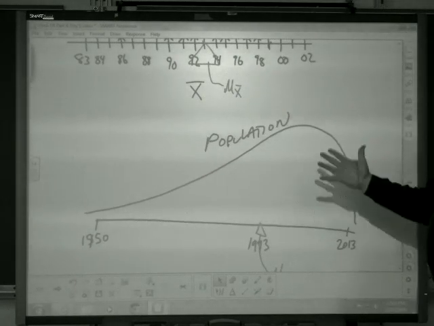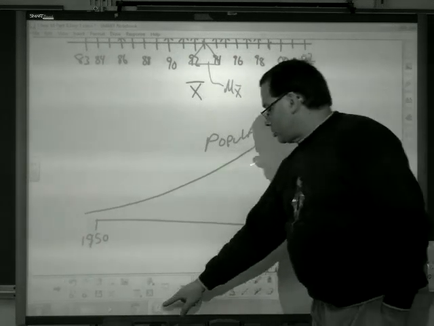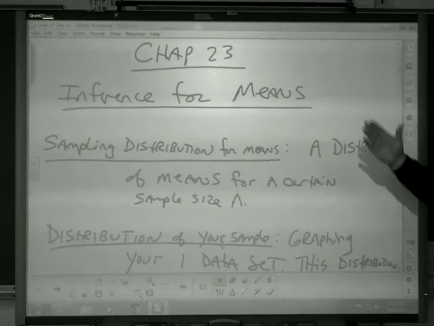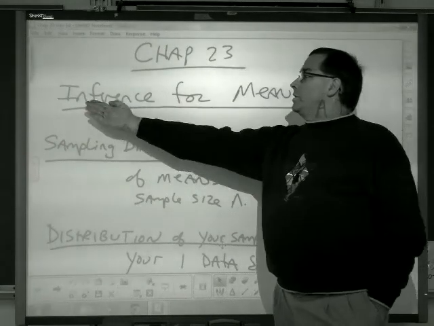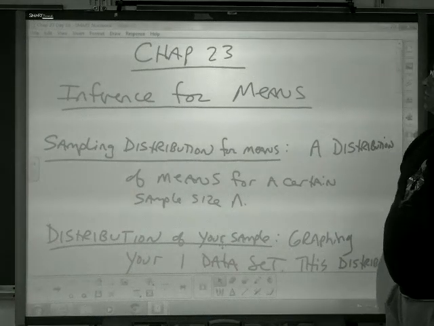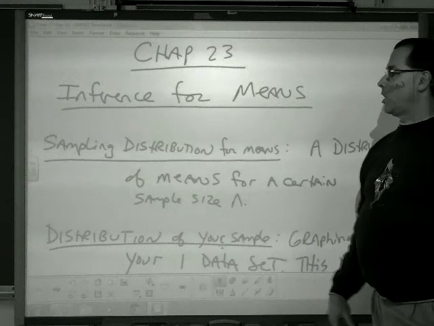All right? Well, that's chapter 18. That was the second half, which leads us to chapter 23. So we're going to move right into chapter 23. So chapter 23 is about inference, or what do we know about means or averages. All right? So some common vocabulary that we're going to start with.